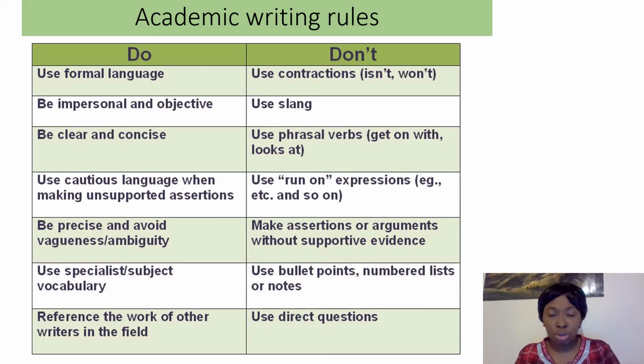Now, things you should not do: avoid using bullet points unless it's directly mentioned. For those of you who are doing research proposals, you may need to write your research objectives in a bullet point style. Number one, to examine blah blah blah, to explore and to investigate. That's okay, but in general, we don't particularly appreciate bullet points when you're writing a proper essay that is supposed to be written in paragraphs.